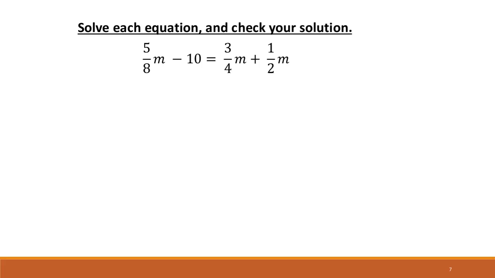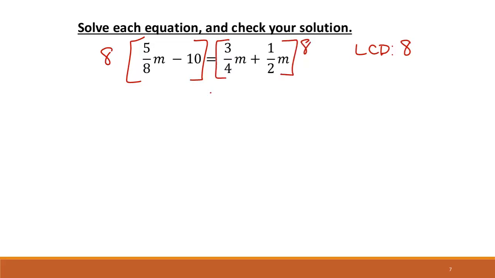So this one, I'm not going to do it step by step like I did the last one. So if you need to go back and fill in the steps that I'm going to be skipping as we go, please make sure that you do that. So here, my least common denominator is going to be 8. So I'm going to multiply both sides by 8.